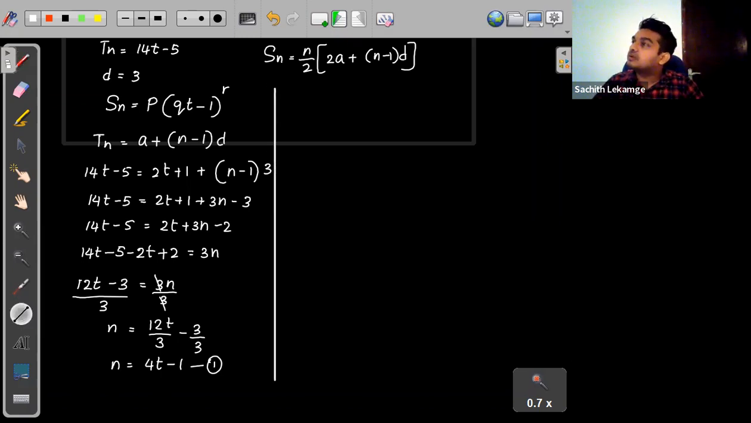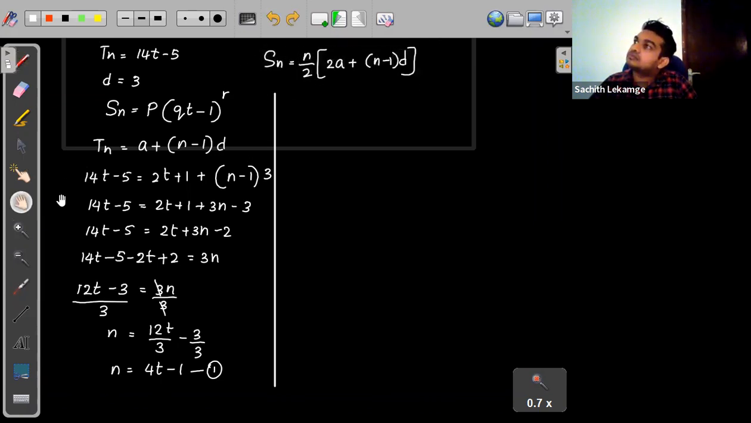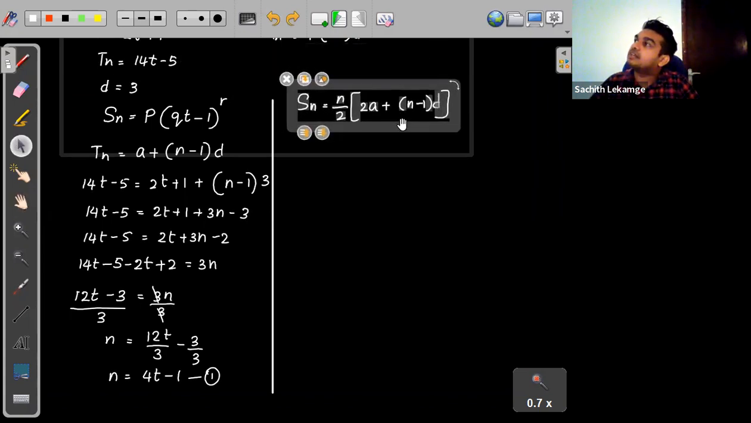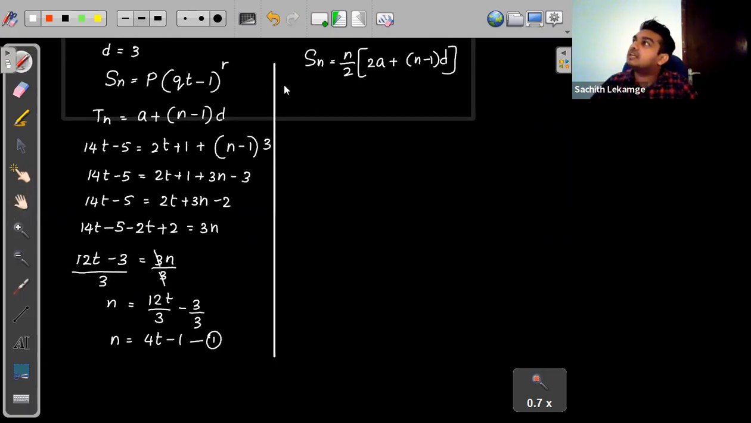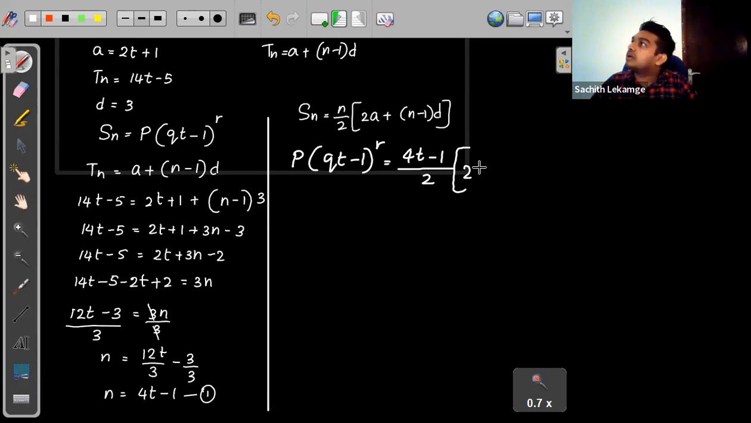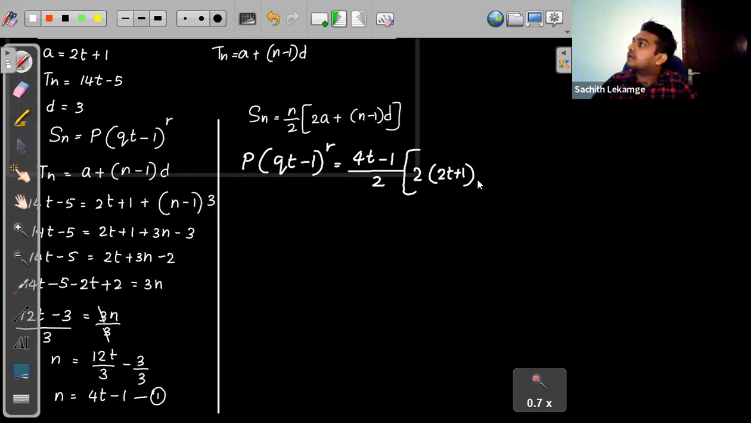Then I'm going for the other equation, Sn equals n over 2 times 2a plus n minus 1 d. Sn is also given. Substituting here, P(Qt minus 1) to the power r equals n over 2. n is now 4t minus 1, over 2, times 2a. What is the value of a? a is 2t plus 1, so 2 times 2t plus 1, plus n, 4t minus 1, minus 1, times d, which is 3.